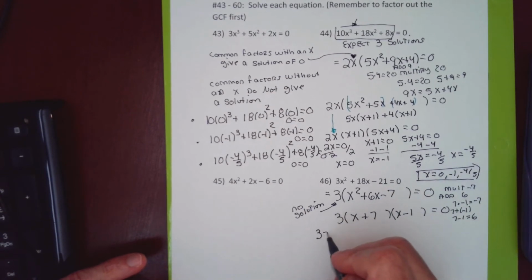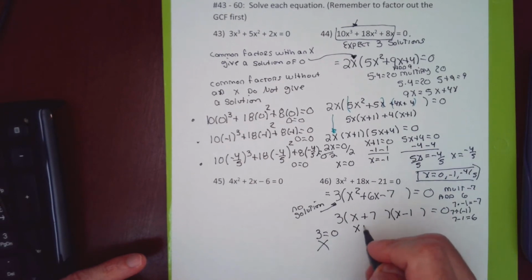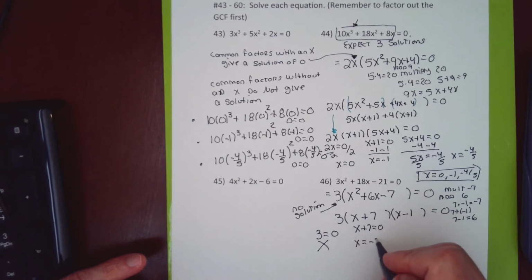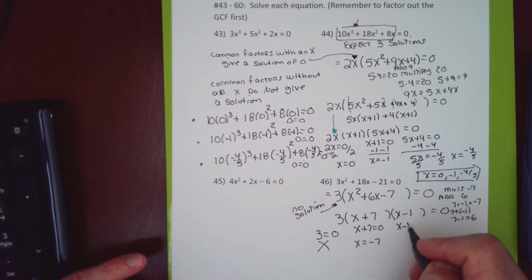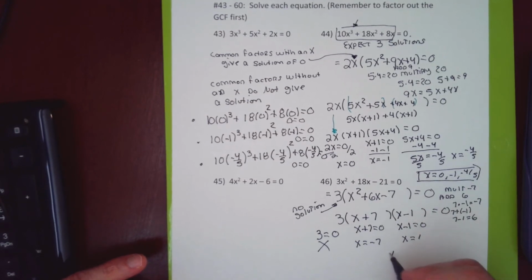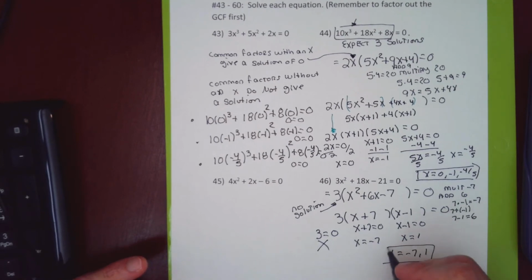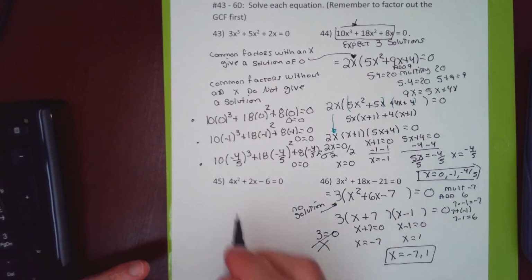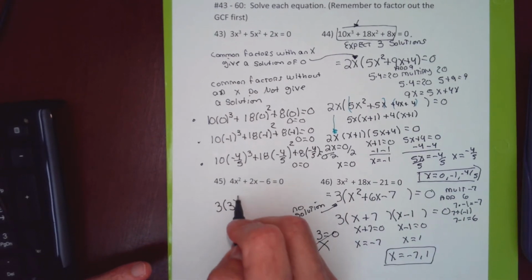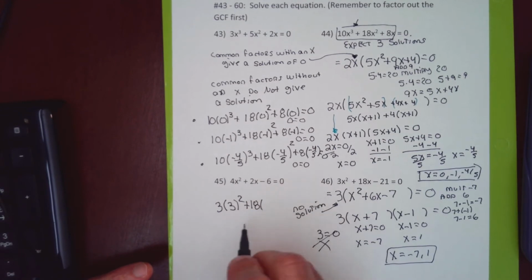The first factor doesn't give a solution because it doesn't have an x. The x plus 7, if I minus 7 from both sides, gives a -7. The x minus 1, if you add 1 to both sides, gives an x equal to 1. So my answer, I say it's going to be x equal to -7 and 1. And I just want to show you that 3 isn't a solution. If I plug 3 in for the x's, that's a common factor without an x. It doesn't give a solution. 0 is not going to be a solution. I'll show you that too, just in case you're wondering.